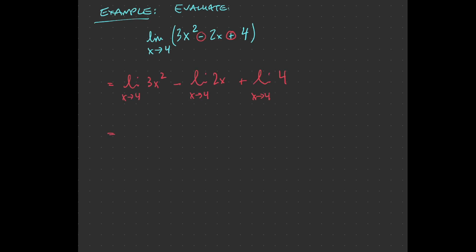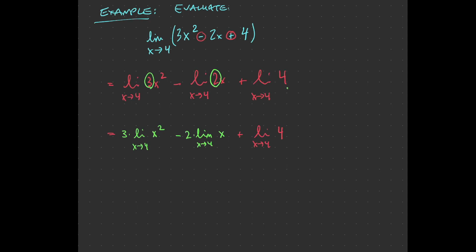From there, I can use the fact that scalars can be pulled out. So here's a scalar next to x. Here's a scalar next to x. This is a constant, so there's nothing to do here. This is really 3 times the limit as x approaches 4 of x squared minus 2 times the limit as x approaches 4 of x, and then plus the limit as x approaches 4 of 4.